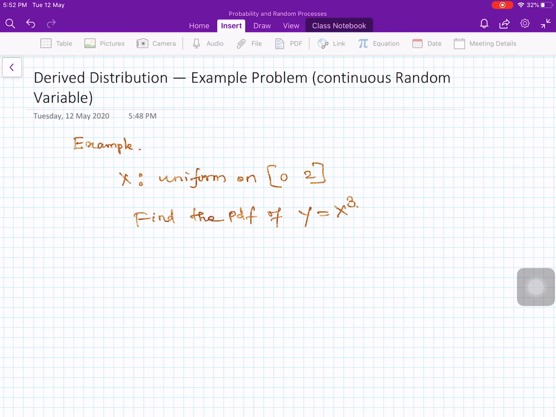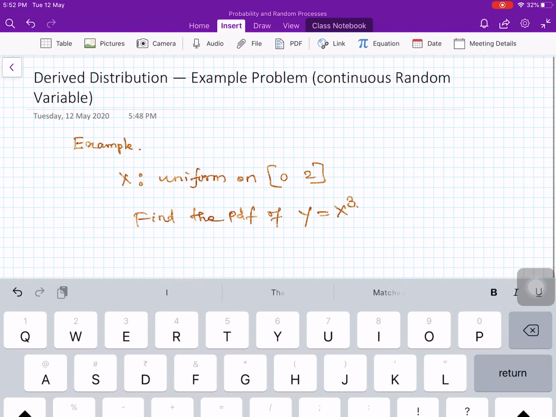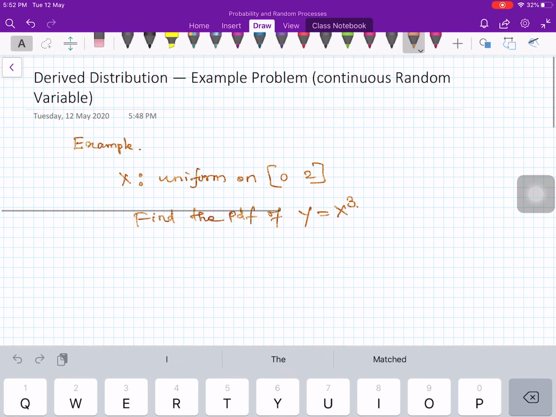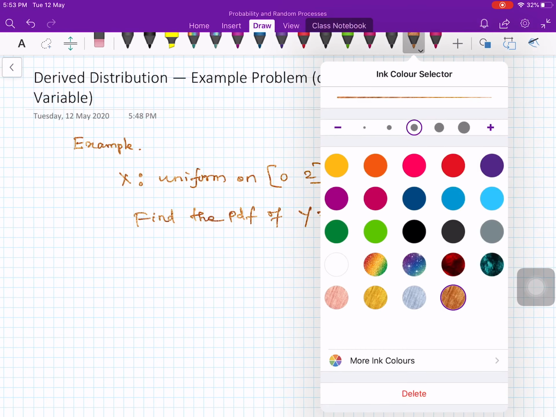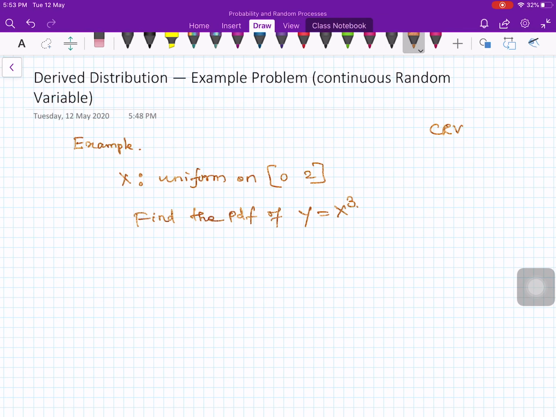In this lecture, I am going to discuss one more example for a derived distribution, but now I am going to consider a continuous random variable. Suppose that x is a uniform random variable, taking values between 0 and 2. It looks like this. This is 2, and therefore this is going to be 1 by 2.